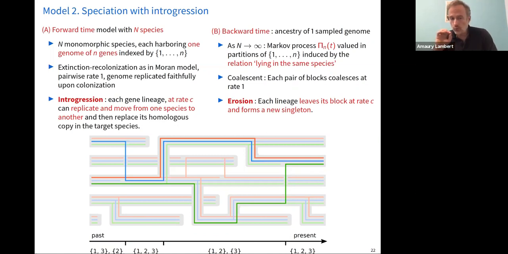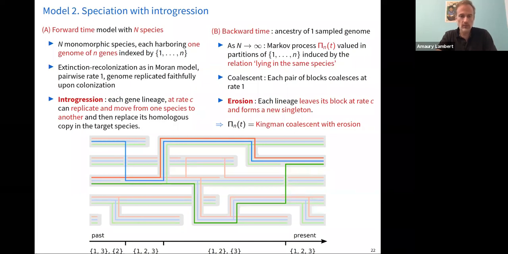And the dual to introgression will be the fact that, for example, the green lineage on the right will leave its block and land in another species. And because n is assumed to go to infinity, it will always land in a species which is empty, which contains no other ancestral material from the sample genome. Okay, so it's called erosion. It's one singleton, or let's say one integer in each block, which decides on its own at rate C to form a new singleton. Okay, and so the resulting process is known as Kingman's coalescent with erosion.